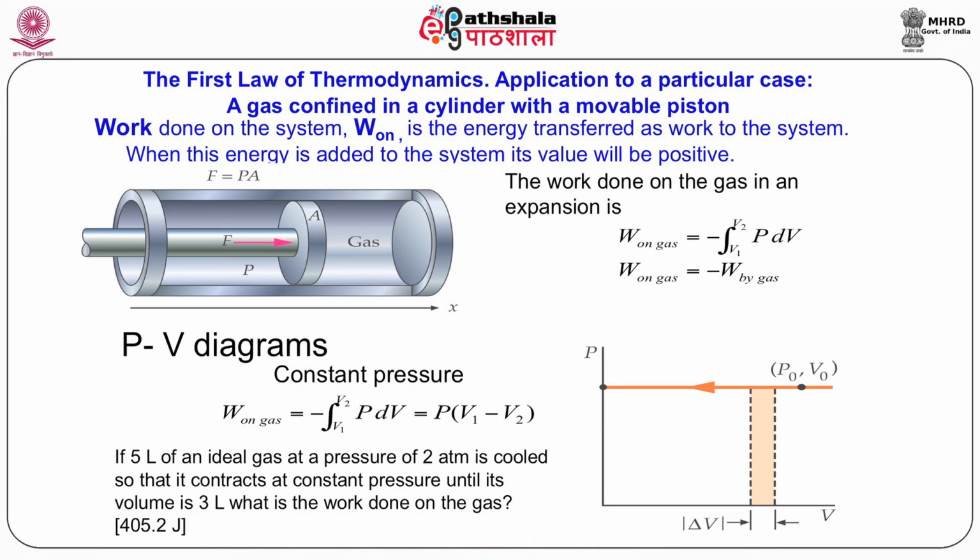At constant pressure, work on the gas will be the integral from V1 to V2 of P dV, equal to P into (V1 minus V2). If 5 liters of an ideal gas at a pressure of 2 atmospheres is cooled so that it contracts at constant pressure until its volume is 3 liters, now you can tell me what will be the work done on the gas. If you use this equation, it will come to 405. You can calculate and come to the value: 405 joules.